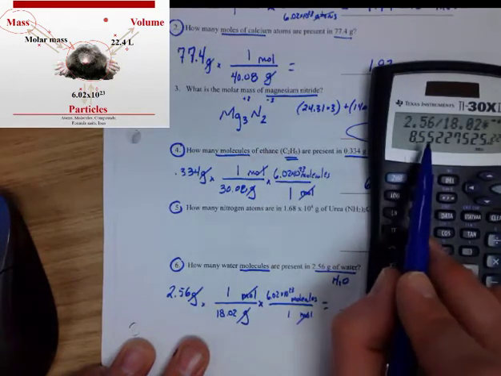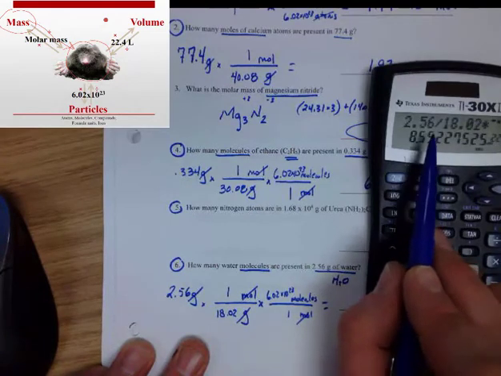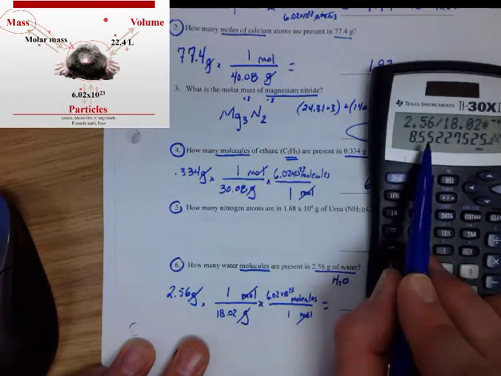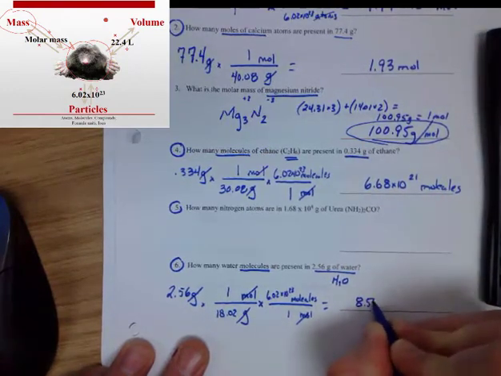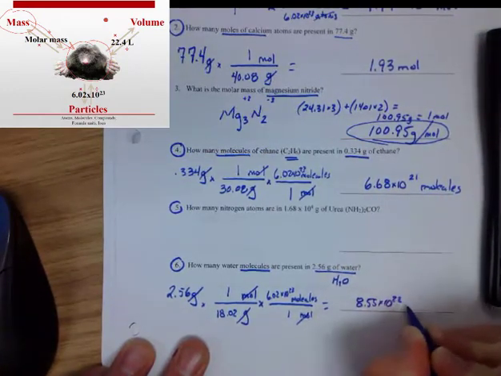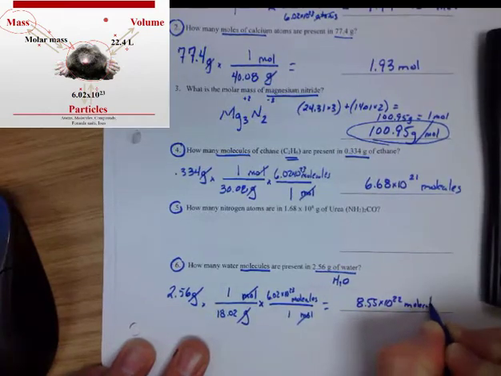And I got 8.552. The 2 is going to tell the 5 to leave alone. So 8.55 times 10 to the 22nd. 8.55 times 10 to the 22nd molecules.